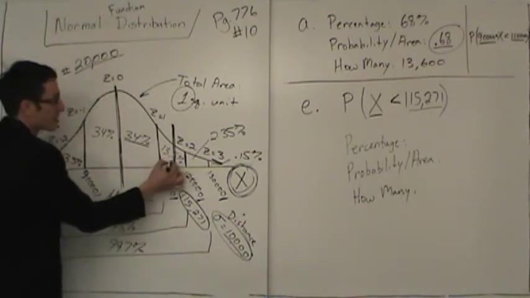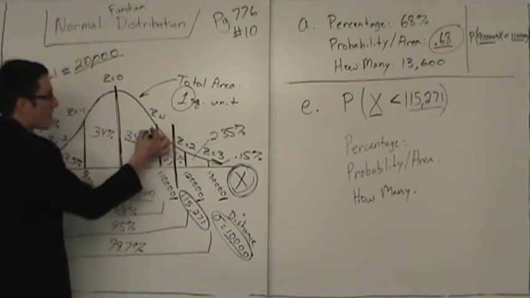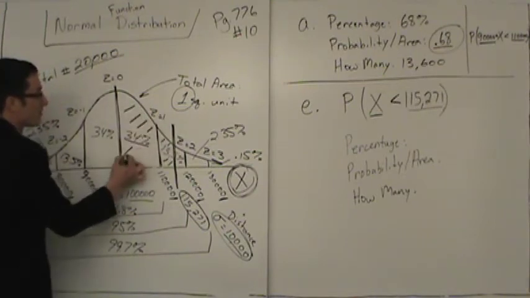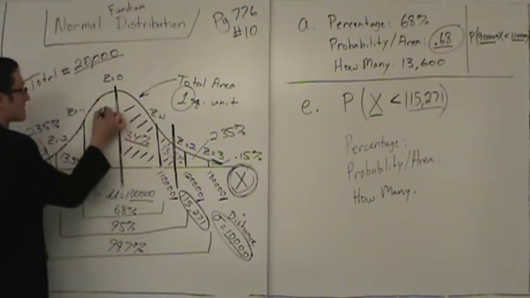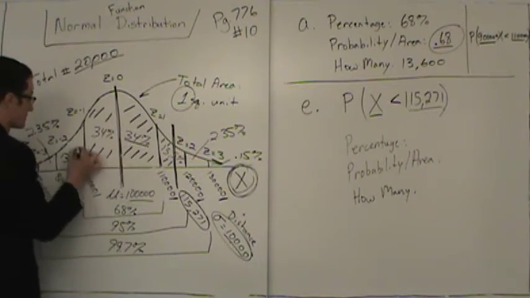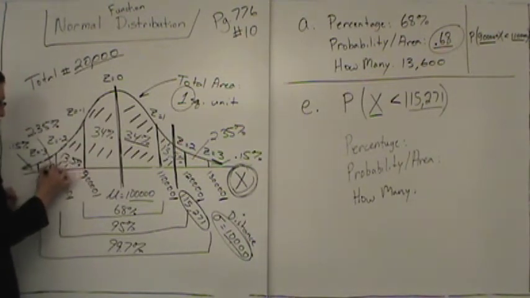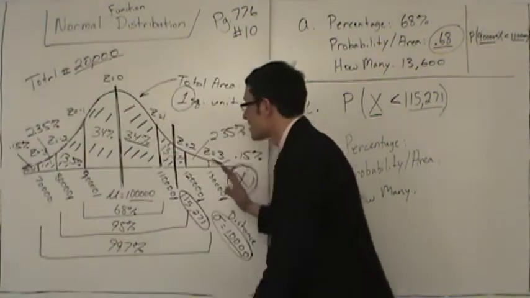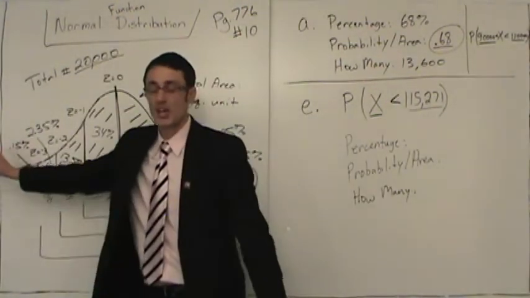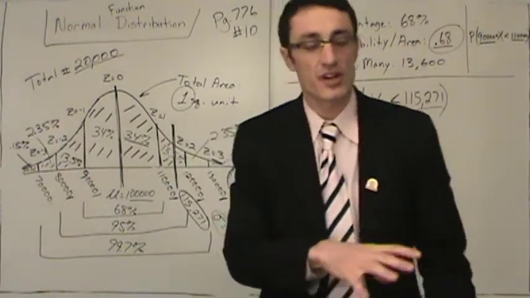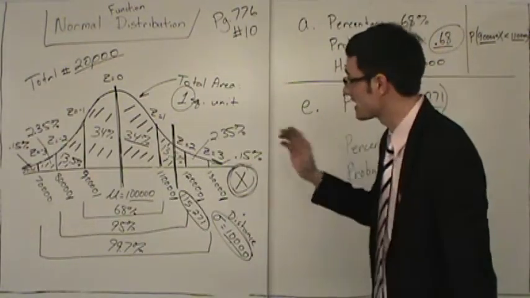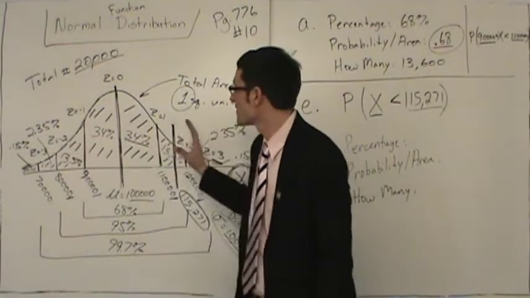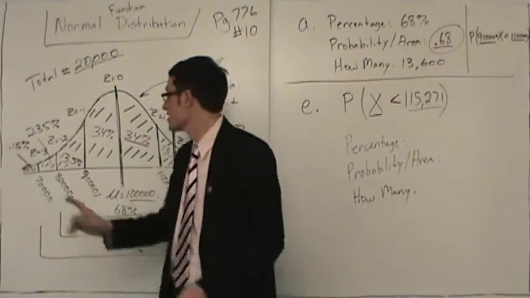Do you guys agree that we're talking about all of this area to the left? So I'm highlighting all of these regions to the left. Now before we start and actually use our z-table, I want to guess what this percentage of area is. So we're going to guess.